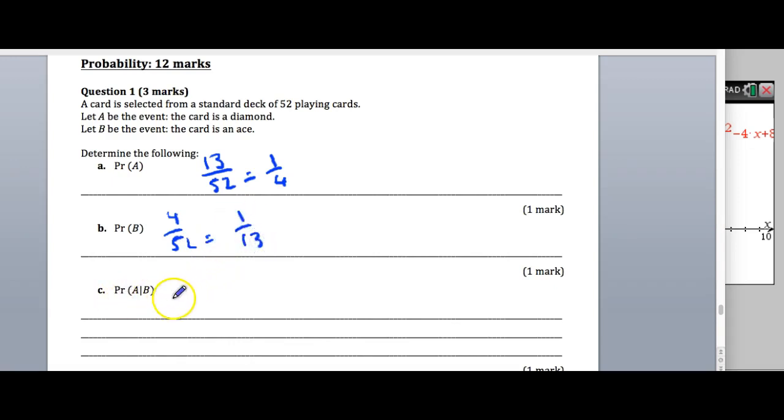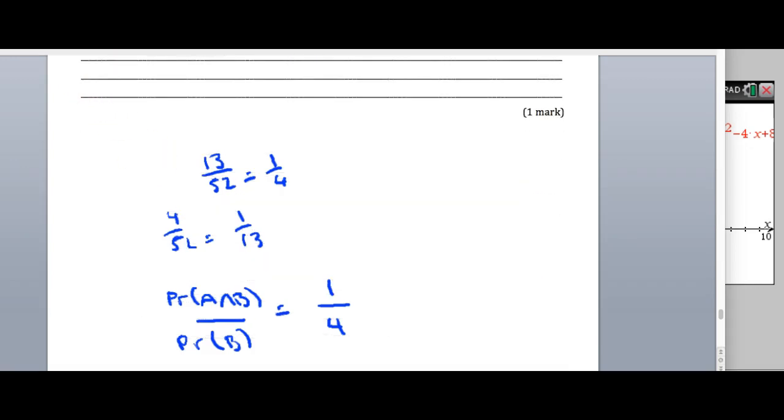The probability of A given B, so you can use the conditional probability formula. I always write the probability, but it's the same as saying the number. How many cards are both diamond and ace? There's 1. And how many are aces? 4. So it's 1/4. Is there anything else there? Nope.